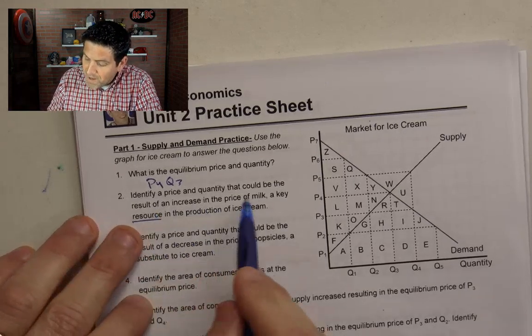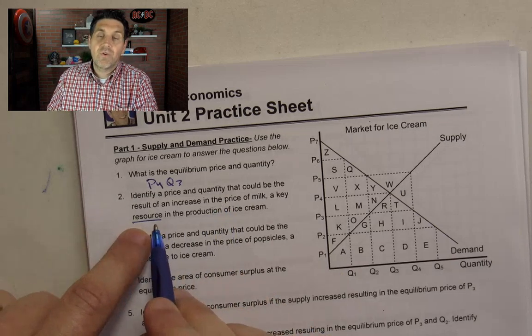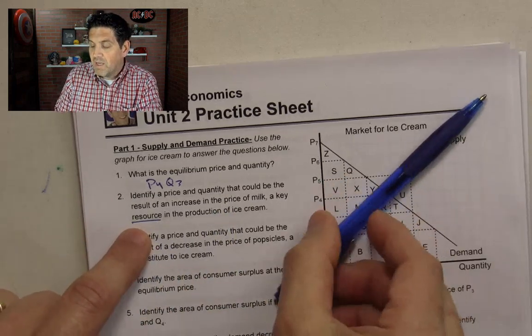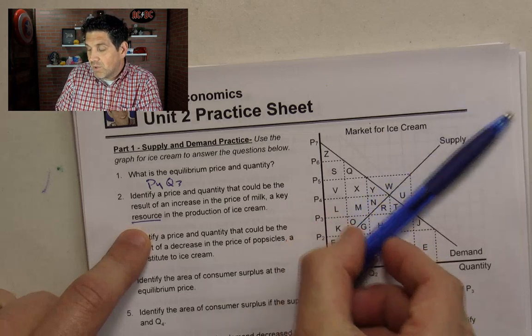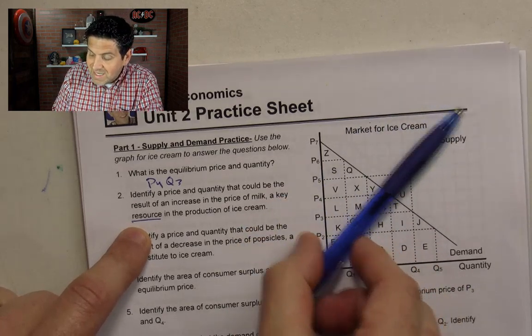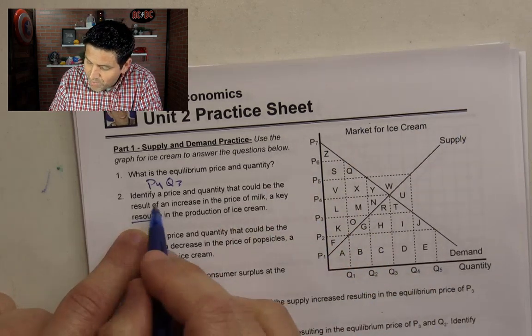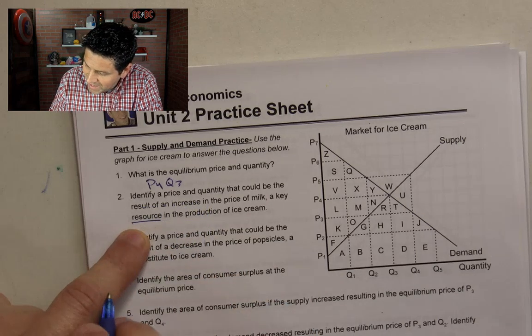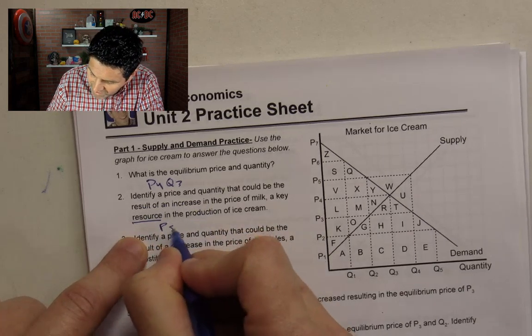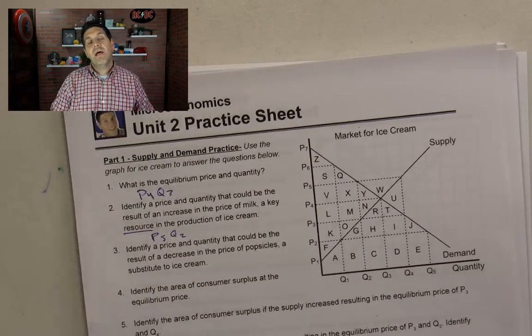So identify price and quantity that would be the result of an increase in the price of a resource. So the question is, what's supply going to do? There's only two options. It can either increase, shift to the right, or it can decrease, shift to the left. Well, obviously it's going to decrease. The price is going to go up and the quantity is going to go down. So it says identify our price. So we can just say, I don't know, P5Q2 could be a potential price and quantity.